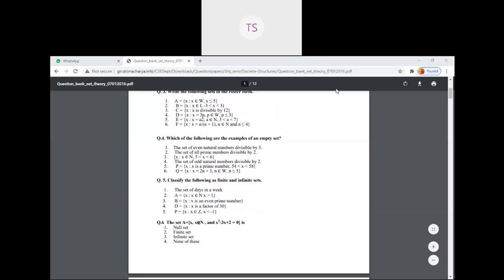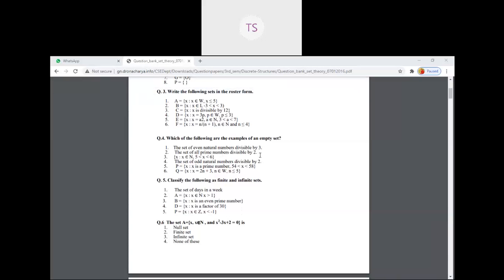Okay, so next go to statement 2: the set of all prime numbers divisible by 2. Will you get any even number which is divisible by 2?